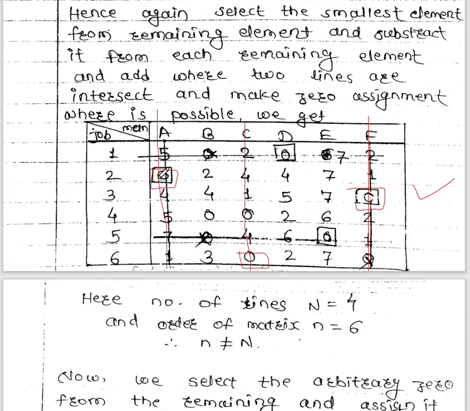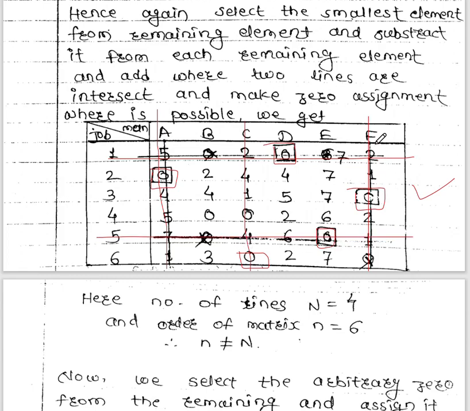Now we will go column wise. In the first column there is already a zero assigned. In the second column we cannot make a zero assignment here. There are two zeros, this zero and this zero. In the third column there is already a zero assignment. In the fourth column there is only one zero, so we can make a zero assignment here and cross this row number 1. In column number 5 there is only one zero at this cell, so we can make a zero assignment and cross this row.